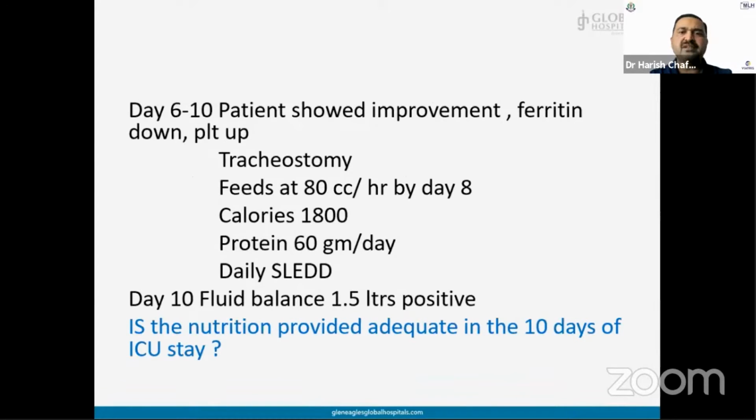Day 6 to 10, patient showed improvement, ferritin down, platelets up, tracheostomy for weaning off from the ventilator. Feed started at 80 cc per hour by day 8, calories 1800, protein 60 grams per day, and daily SLED ongoing. Fluid balance 1.5 liters positive. Do you all think the nutrition provided was adequate in the last 10 days of ICU stay?